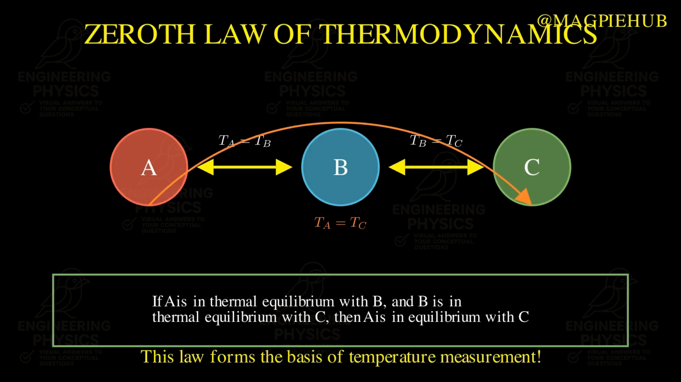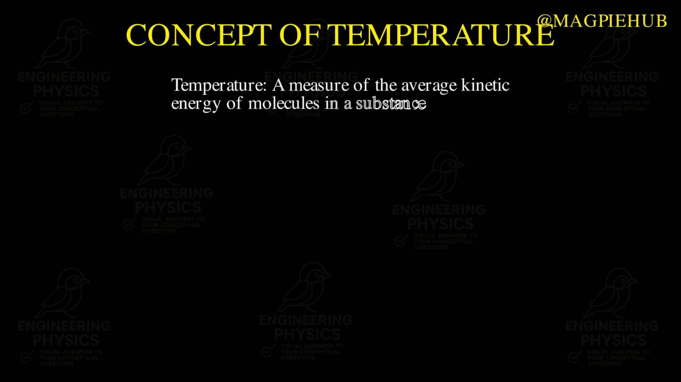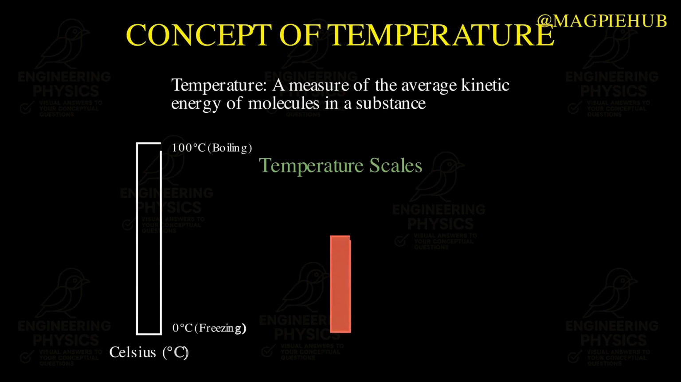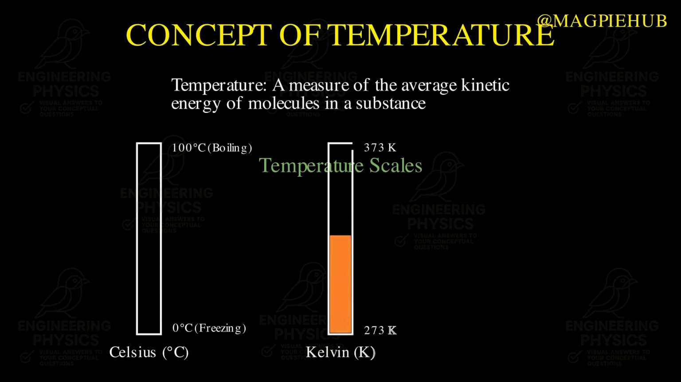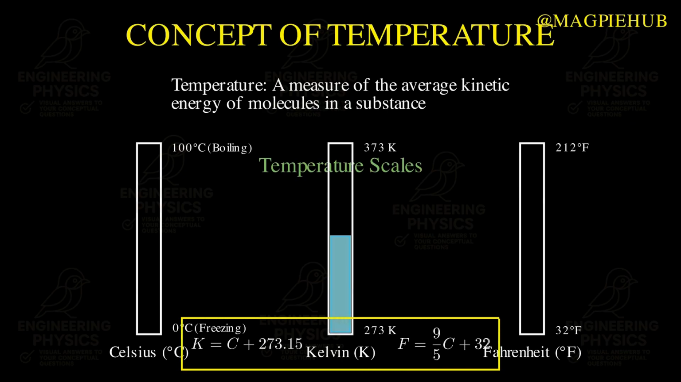What exactly is temperature? Temperature is a measure of the average kinetic energy of molecules in a substance. Higher temperature means molecules are moving faster. We have three main temperature scales: Celsius, Kelvin, and Fahrenheit. In Celsius, water freezes at 0 degrees and boils at 100 degrees. In Kelvin, the same values are 273 K and 373 K. Remember the conversion formula. Kelvin equals Celsius plus 273.15. For NEET and JEE, Kelvin scale is most commonly used in numerical problems.